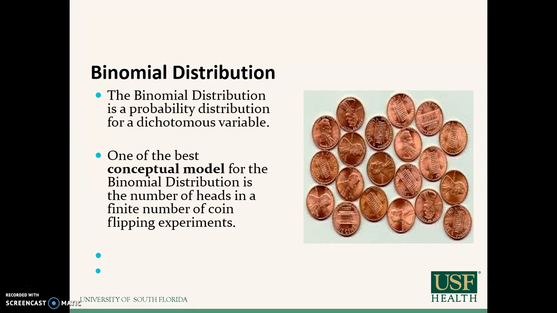The binomial distribution is a probability distribution for a dichotomous variable, actually a dichotomous random variable. One of the best conceptual models for the binomial distribution is the number of heads in a finite number of coin flipping experiments. So just imagine you have a coin in the hand, you just flip it for a certain number of times and count how many times you see a head.